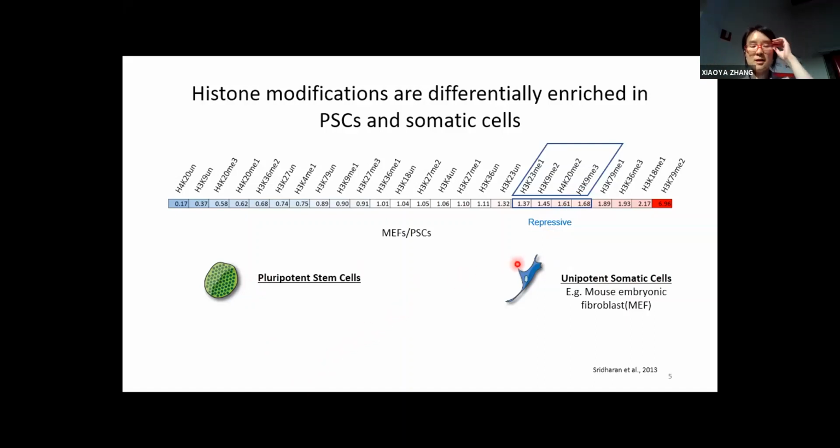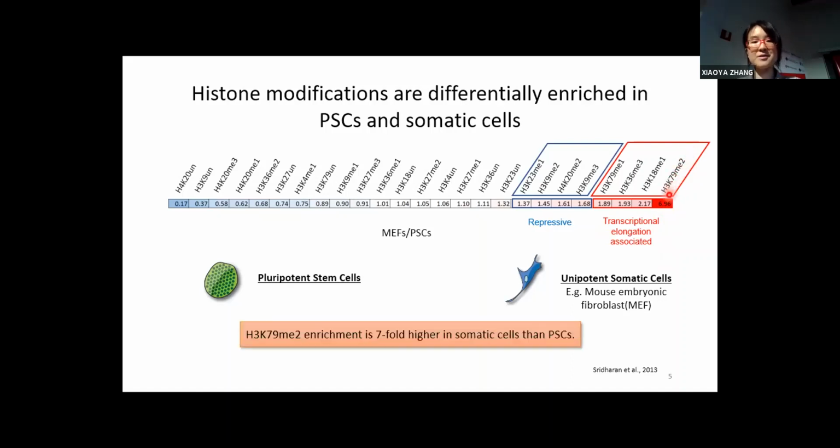express certain functions. But surprisingly, the most different marks in the MEFs compared to stem cells are actually associated with transcriptional elongation that are found on the gene body of active genes. Among those modifications, K79 dimethylation is the most different, which is 7-fold higher in somatic cells than stem cells. This high enrichment in somatic cells led us to think, does it have a function in cell fate determination?